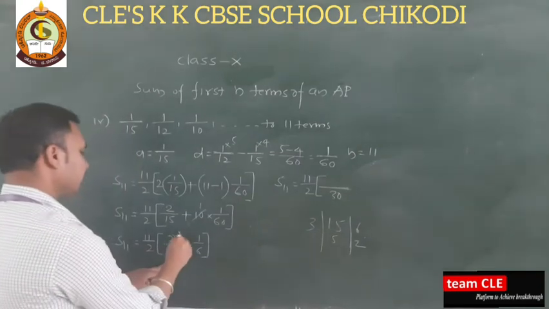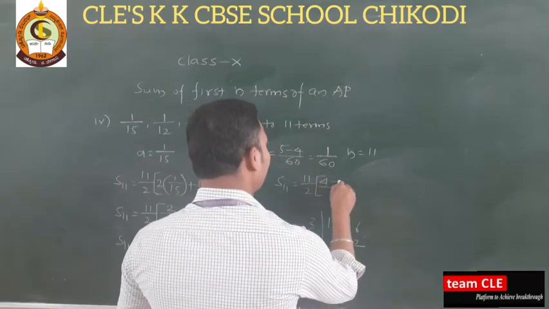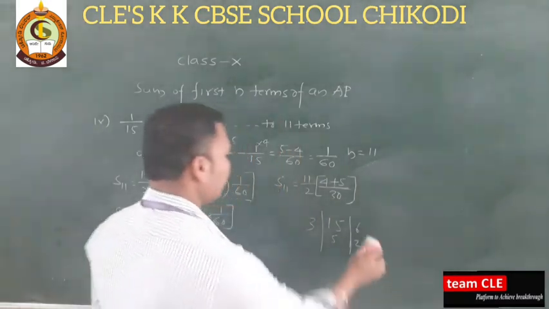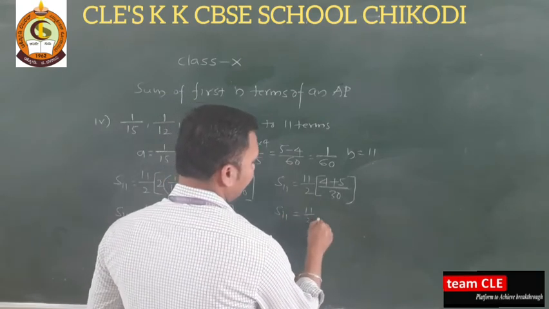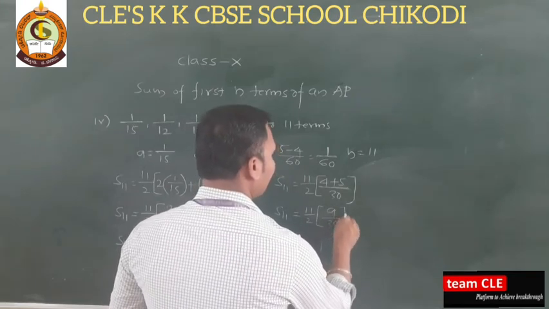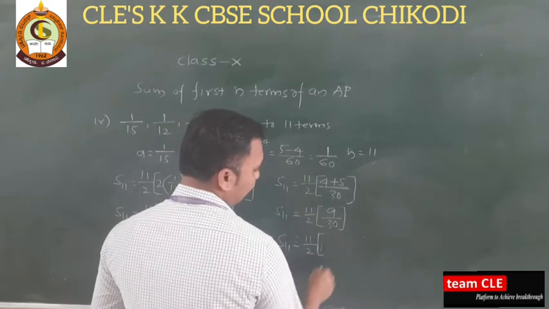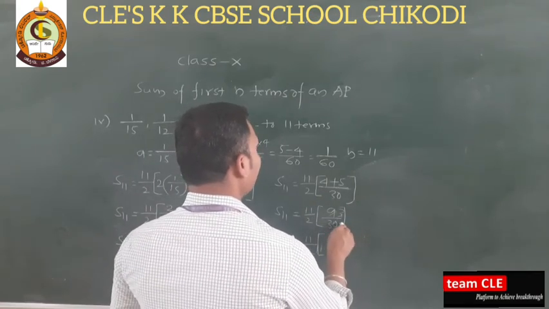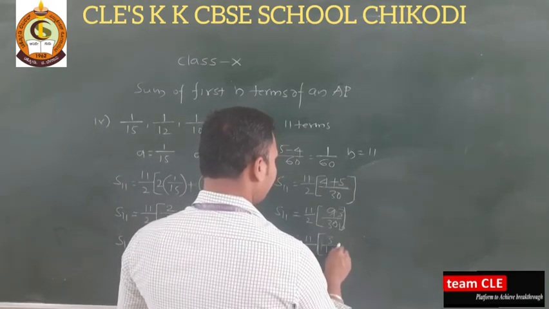So how much it is? 15 2s are 30, and this is how much? 6 5s are 30. So 2 into 2 it is 4 plus 1 into 5 it is 5. Well, so next S11 is equal to 11 by 2 into bracket of 4 plus 5, this is 9 by 30. Now next S11 is equal to 11 into 2. Now 9 ones are 9, 3 3s are 9, 3 10s are 30, now we'll get 3 by 10.